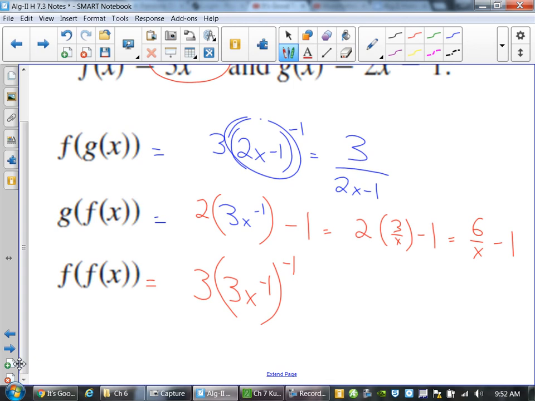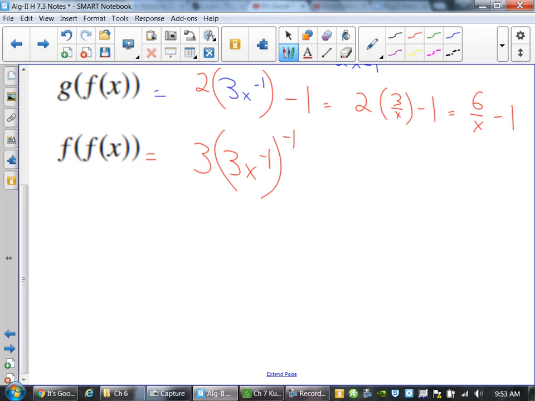Okay? All right. Now you have, what's that? Well, watch what happens. You get 3 times 3 to the negative 1, and then x to the positive 1, because you distribute and get power to power. So the answer here is x.